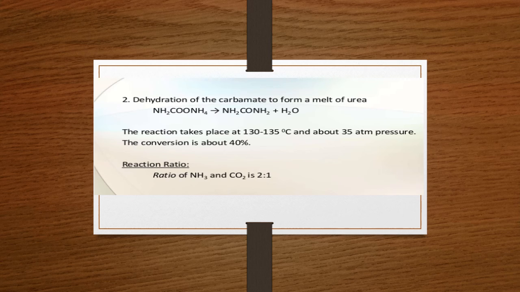The reaction ratio is: for the formation of urea we require 2 molecules of ammonia, NH3, and 1 molecule of CO2. So the ratio is 2:1, the same as the ratio of hydrogen and oxygen in water. A hint is given here: the ratio in water is 2:1, 2 hydrogen combining with 1 oxygen. Similarly, 2 ammonia combine with 1 carbon dioxide.